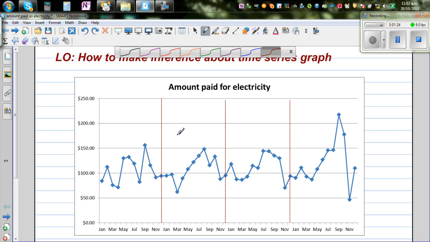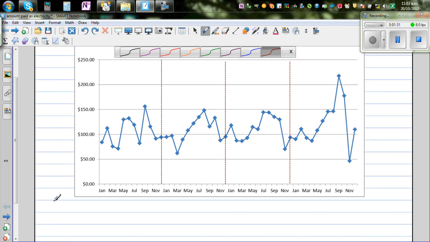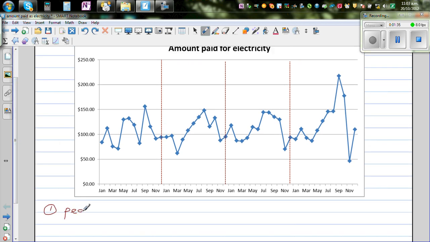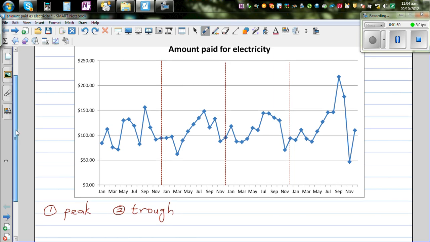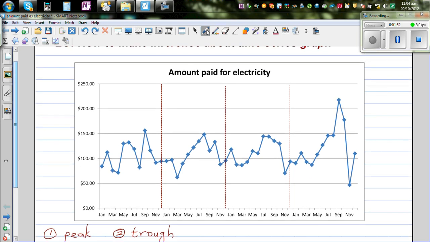When you want to make some interpretation about a time series, the first thing that you look for is your peaks. So let's talk about peaks, and the next thing that you talk about is the troughs, T-R-O-U-G-H. I hope my spelling is right. A trough is the bottom or the minimum, and a peak is the maximum.